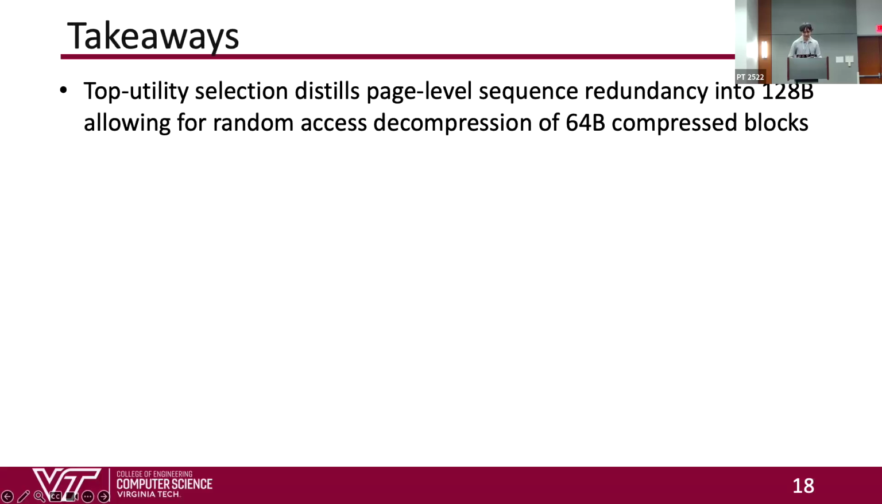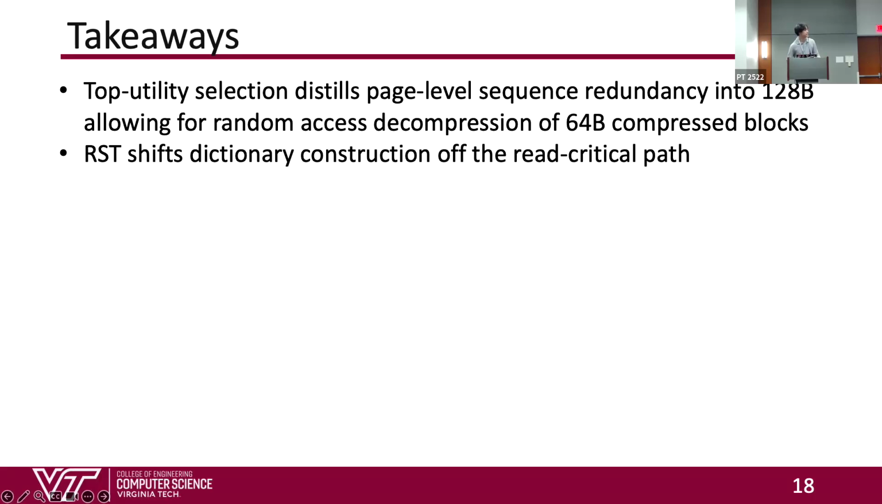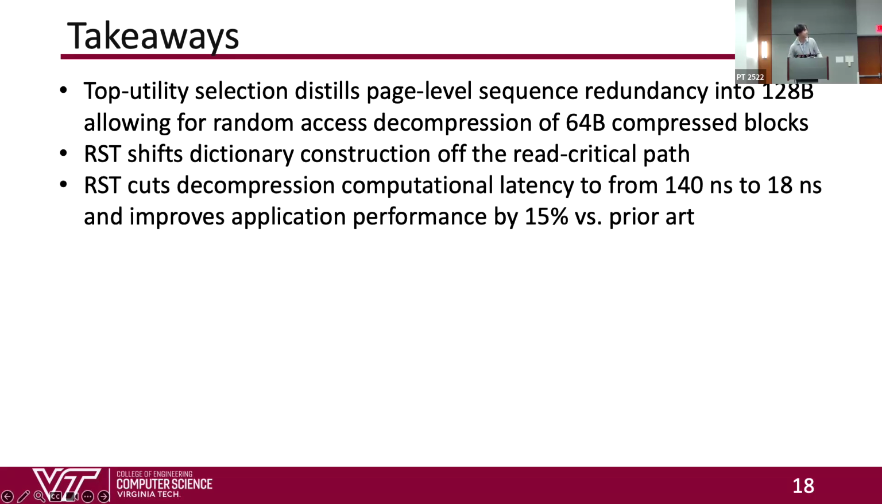So our takeaways are that top utility selection is able to distill an entire page's worth of sequence redundancy into a very small 128 byte dictionary, and thus allows for random access of individual compressed blocks. RST shifts dictionary construction off the critical path by focusing all of the computational complexity of dictionary construction on the compressor. And RST cuts decompression latency from 140 nanoseconds to 18 nanoseconds, improving application performance by 15% versus prior art.